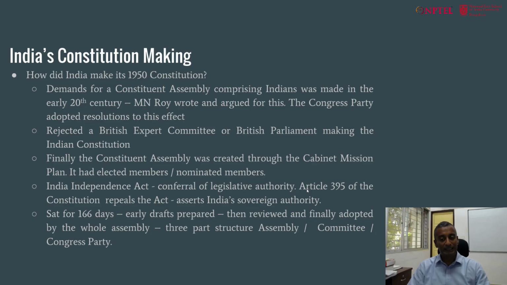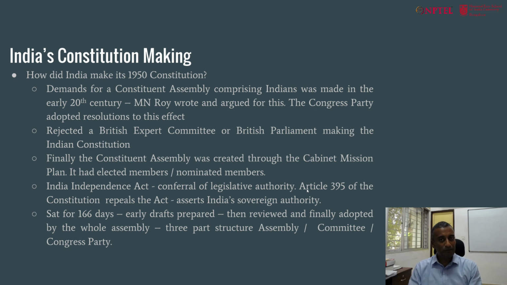The Indian Constitution makers and the Indian freedom movement expressly rejected the possibility that British Parliament or an expert committee comprising Indians and the British would make the Indian Constitution. And they made it very clear that this was not the plan for a post-independence India. So finally, when the Constituent Assembly was created through the Cabinet Mission Plan, it had a mix of elected and nominated members who were brought together to make up the Constituent Assembly. I will say a little more about this later in this talk.